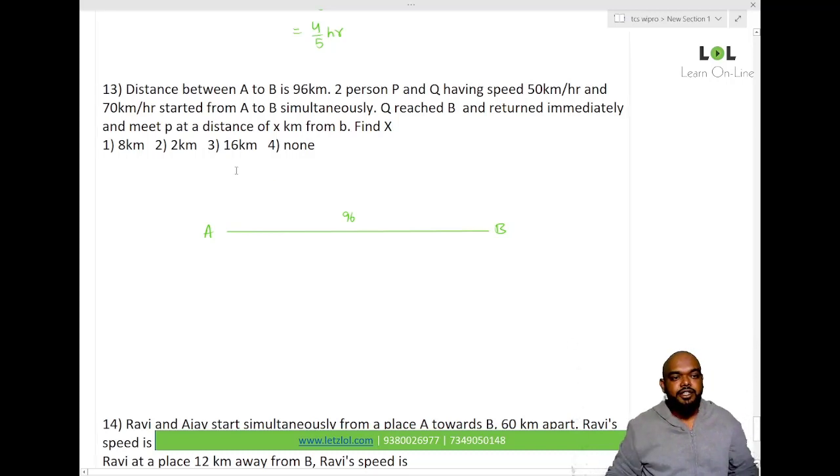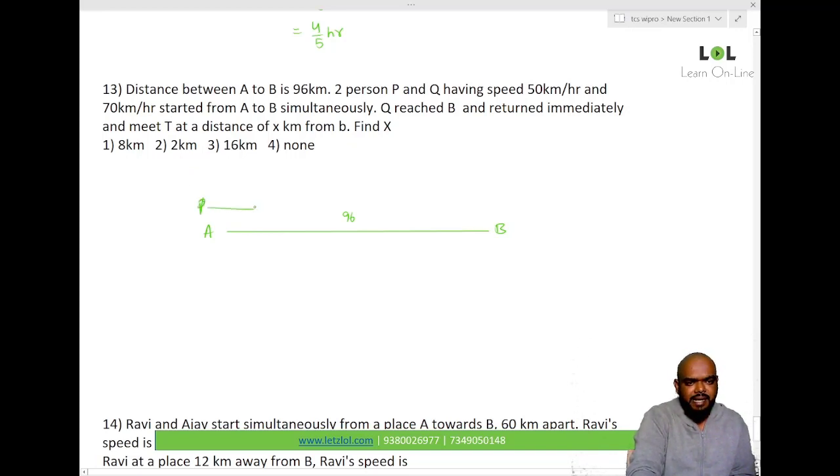Okay, let me change this moving point here. Let me put that moving point as, let us say, T. P and Q having speeds of 50 km per hour and 70 km per hour. Still we have the same two people. Same question, a slightly extended version. 50 km per hour and the other guy is Q, and his speed is 70 km per hour. Started from A and B simultaneously. P started from A, Q started from B.